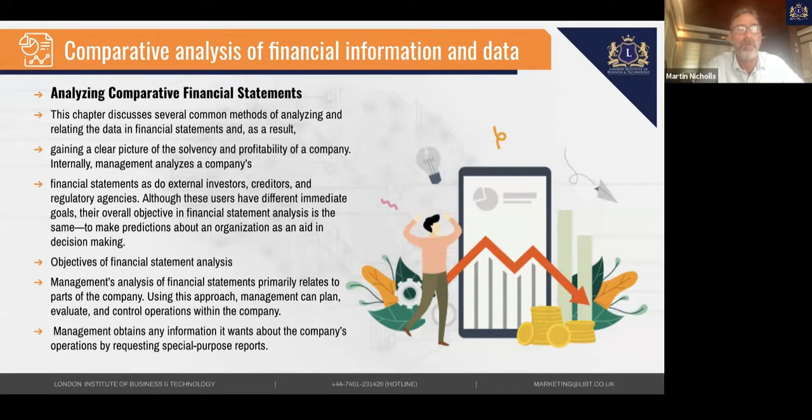How do we do it? Well, we do it through financial statements. And that enables us to get it. But investors look at financial statements, creditors look at financial statements, and regulatory agencies look at financial statements. Although everybody's got different goals, their overall objective in financial statement analysis is the same: to make predictions about an organization as an aid to decision making. That's quite powerful in its own right. Remember this for your assignment.